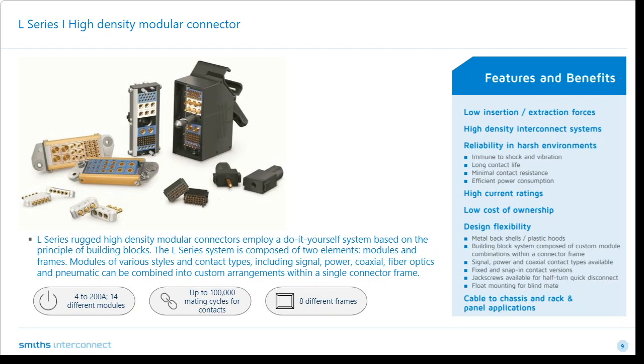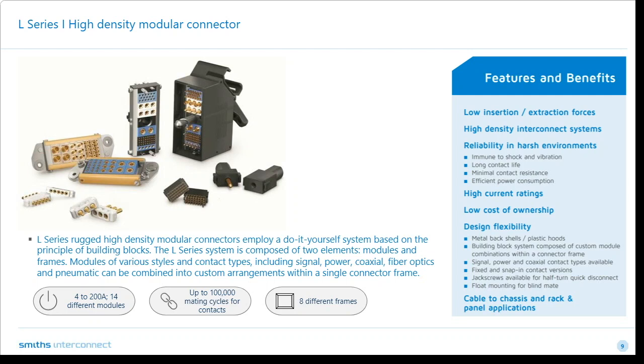The L series is composed of two elements, as you can perhaps just about make sense of in the picture. It has a variety of different types of modules and frames. Then depending upon what your end-use application is, you can configure it the way you want, and there you go, you've got a connector in front of you.